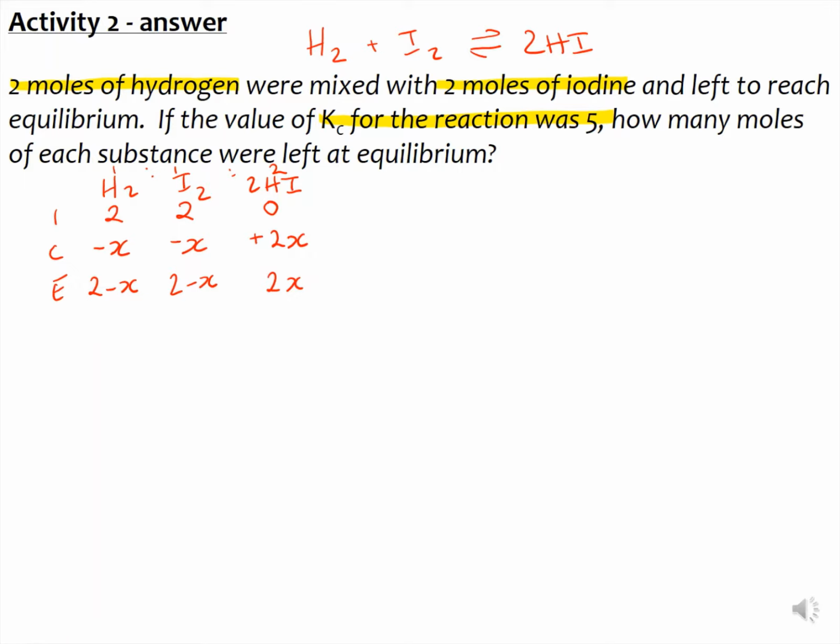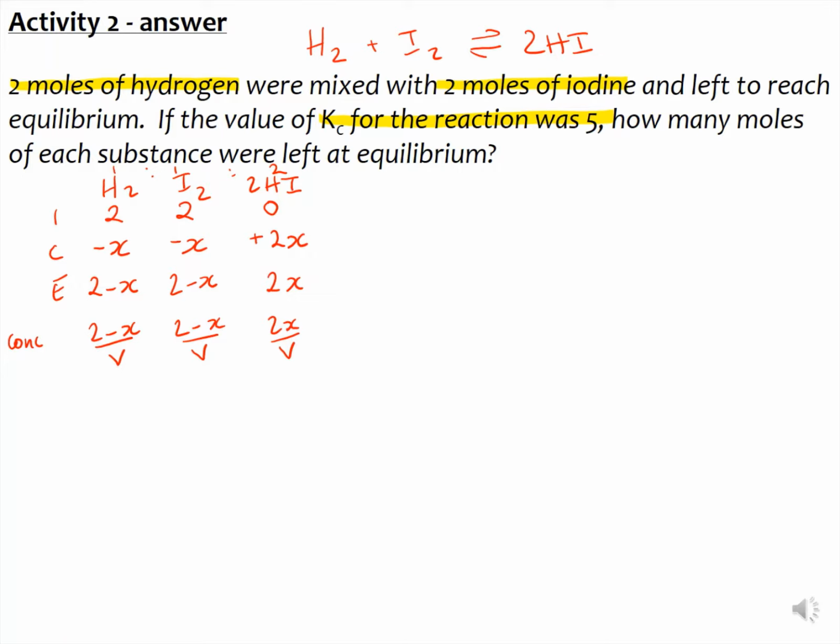Now our concentrations, we haven't been given a volume here, so we're going to use V. So concentration is going to be 2 minus x over V for H2, 2 minus x over V for I2, because moles over volume, and 2x over V for the HI.